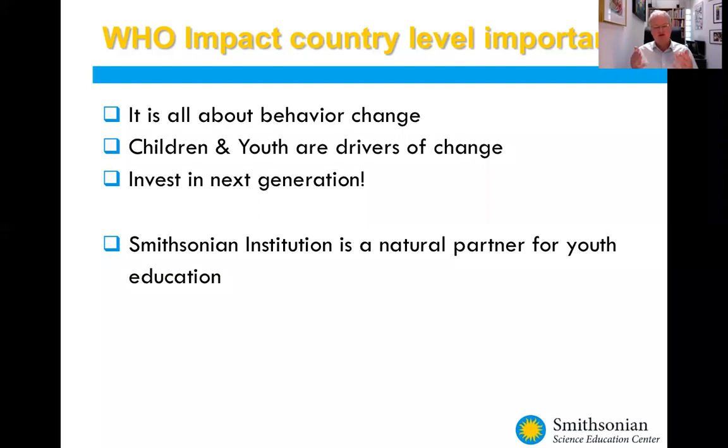That's why our chief scientist called Carol and discussed how we can collaborate and how we can support you to develop this package. And from that perspective, the Smithsonian Institution is a natural partner for us because you focus on youth education. Next.